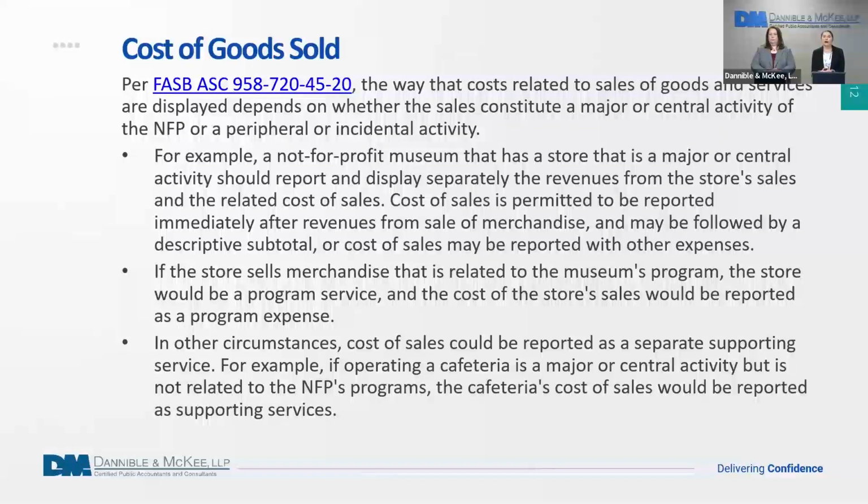of how this looks. If the store sells merchandise that is related to the museum's program, the store would be a program service, and the cost of the store's sales would be reported as a program expense. So is that museum selling stuffed toys, or is that museum selling educational materials? In other circumstances, cost of sales could be reported as a separate supporting service. For example, if operating a cafeteria is a major essential activity, but it's not related to the nonprofit's programs, the cafeteria cost of sales would be reported in supporting services.